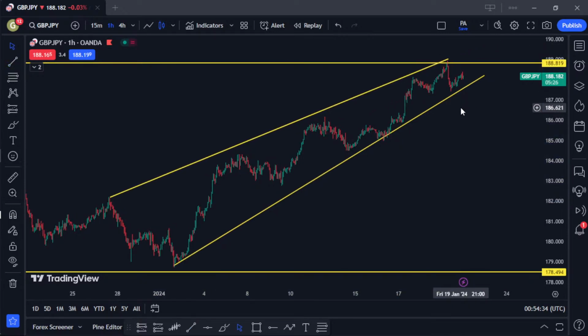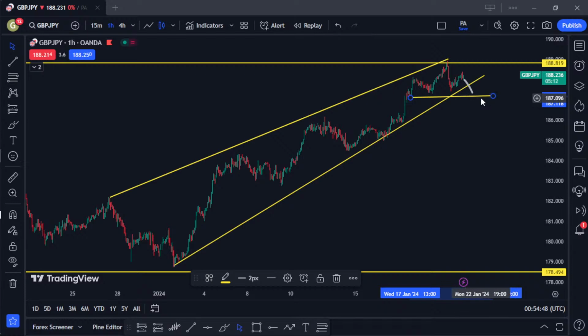So the first opportunity we are looking for in this market is for it to break below this yellow line here. Once the market breaks below here, that automatically means that the market has broken below this head and shoulders pattern. So once the market falls to this 187.11, 187.225 area on the GBPJPY, then we can place a short sell order.